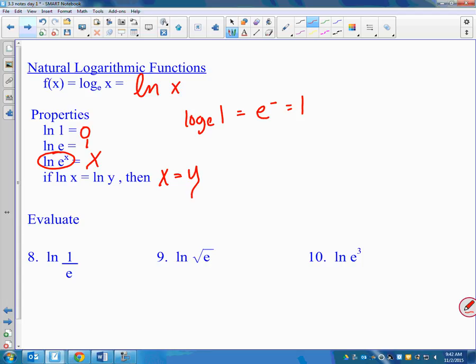So maybe I should have put these in the wrong order. Number 10 would probably be the easiest. ln of e to the third, ln and e just cancel out, and your answer would just be 3. And you can check it on your calculator if you want. If you type ln of e to the third, it gives you 3 back. Got to find that e button. It's exactly 3.